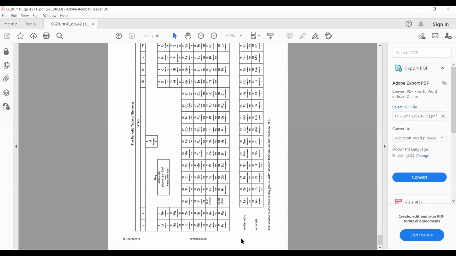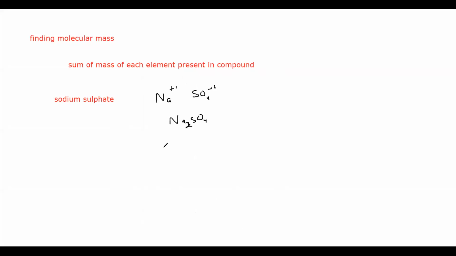When you check the position of sodium here, what is the mass? The higher number is the mass number. So sodium is 23. And sulfate means it contains sulfur. Sulfur is 32. And it contains oxygen, which is 16. So when I want to find the molecular mass for sodium sulfate, sodium is 23 multiplied by how many atoms of sodium are there? There are two atoms of sodium, so 23 multiplied by 2. Plus sulfur, how many sulfur are there? What is the mass of sulfur?